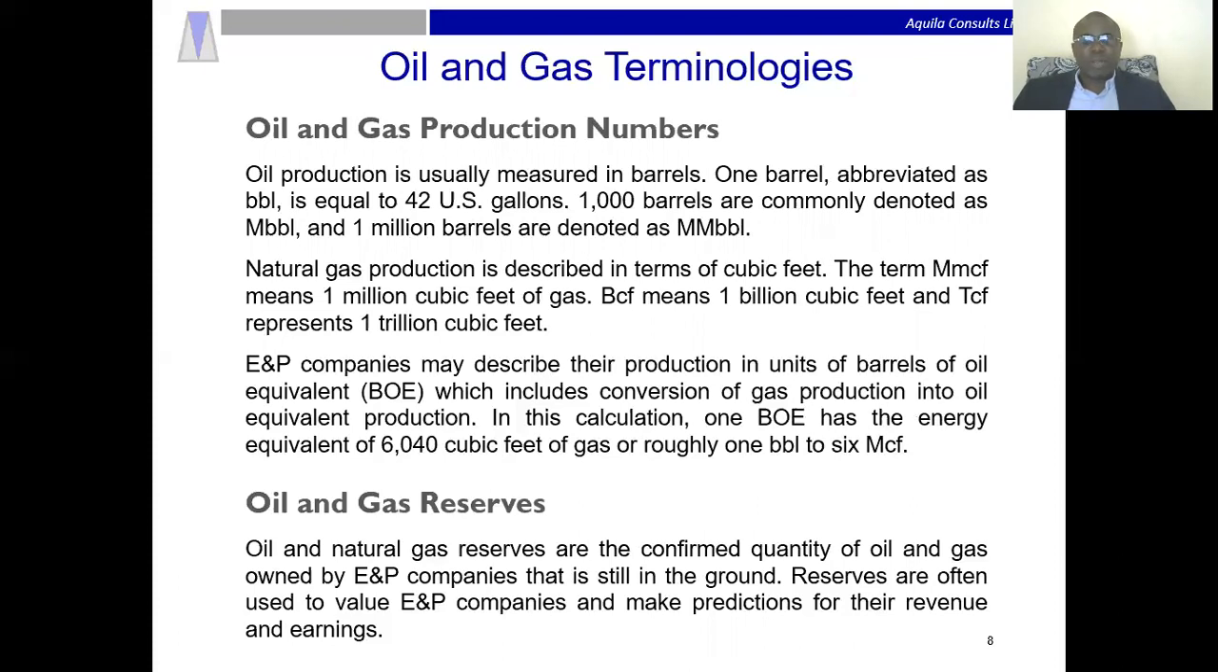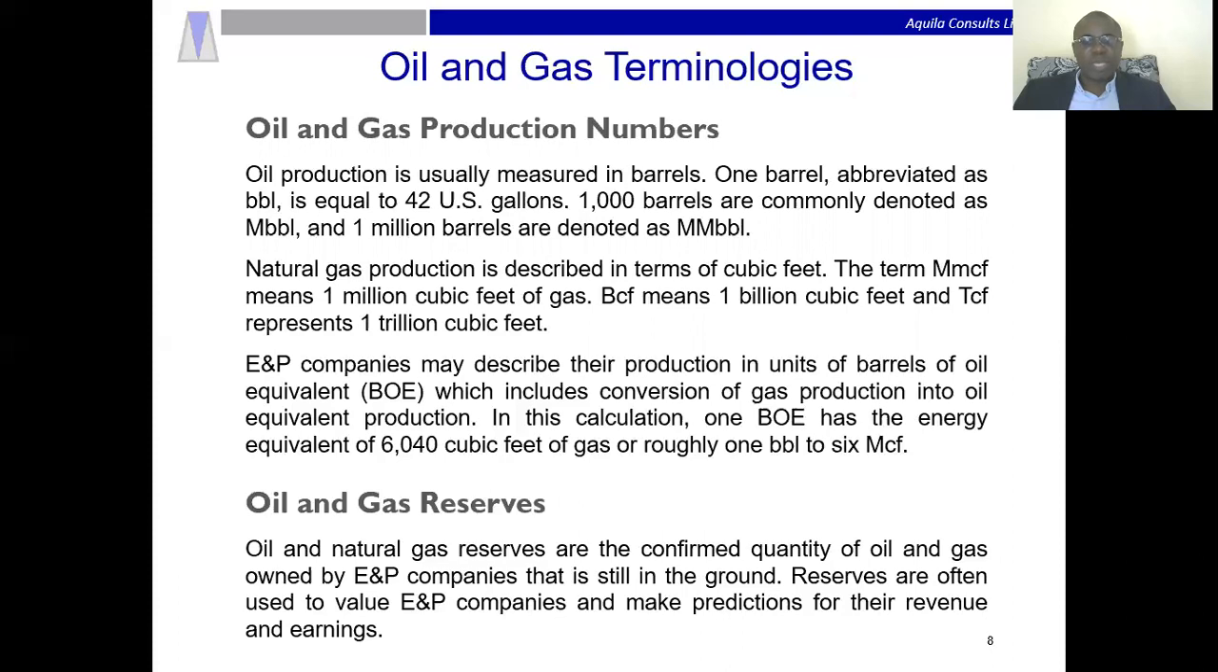Now, another thing oil and gas companies or E&P companies do is to describe their production in terms of barrel of oil equivalent, which means when you produce both oil and gas, you express everything in terms of crude oil. And to do this, 1 barrel of oil equivalent, or BOE, has the same energy as about 6,000 cubic feet, or MCF, of gas.